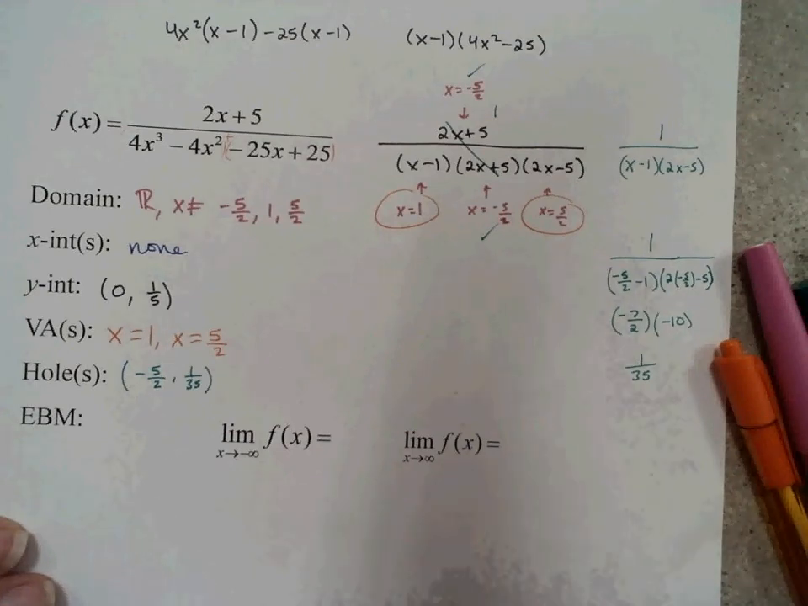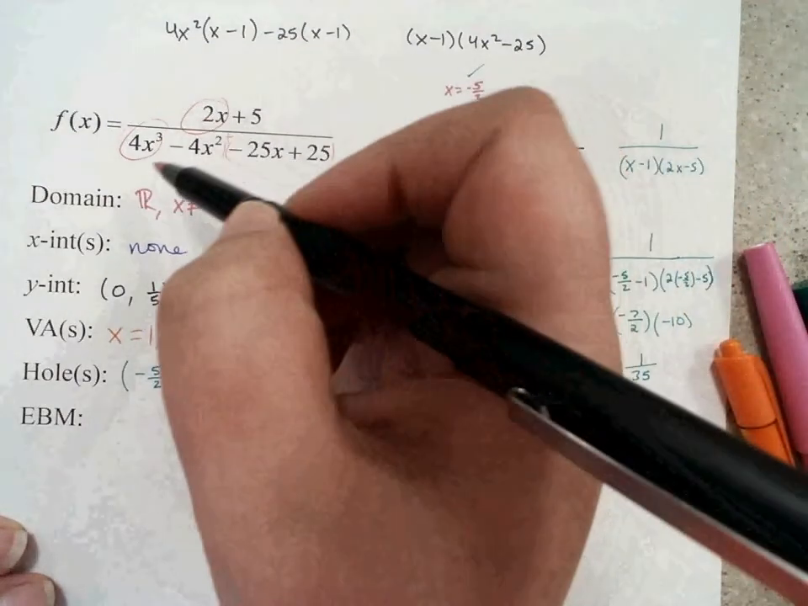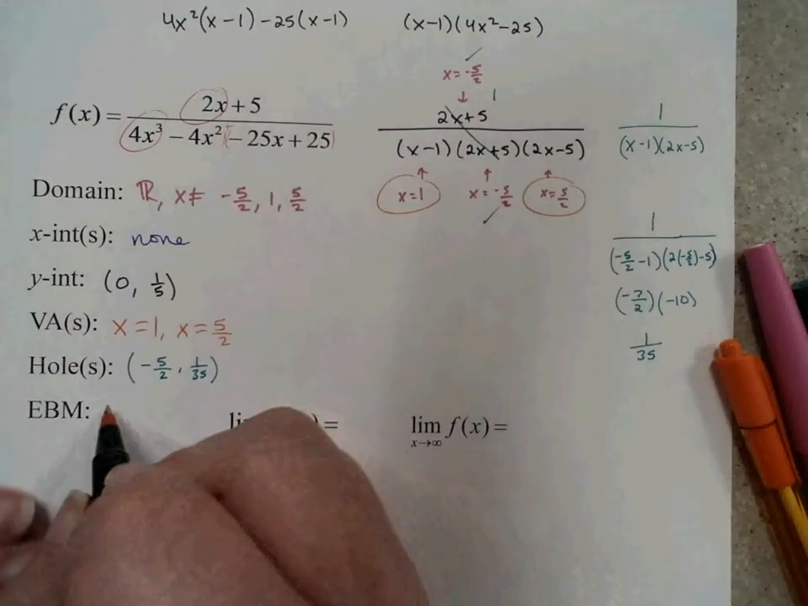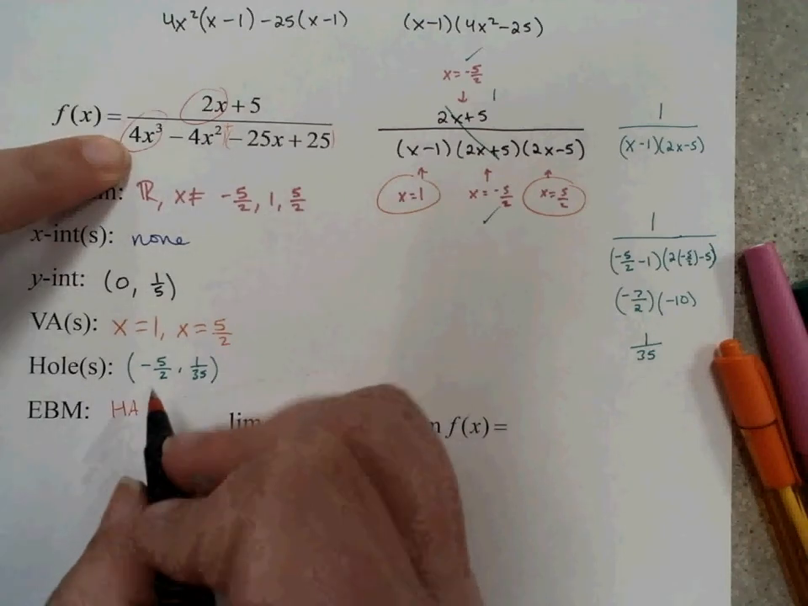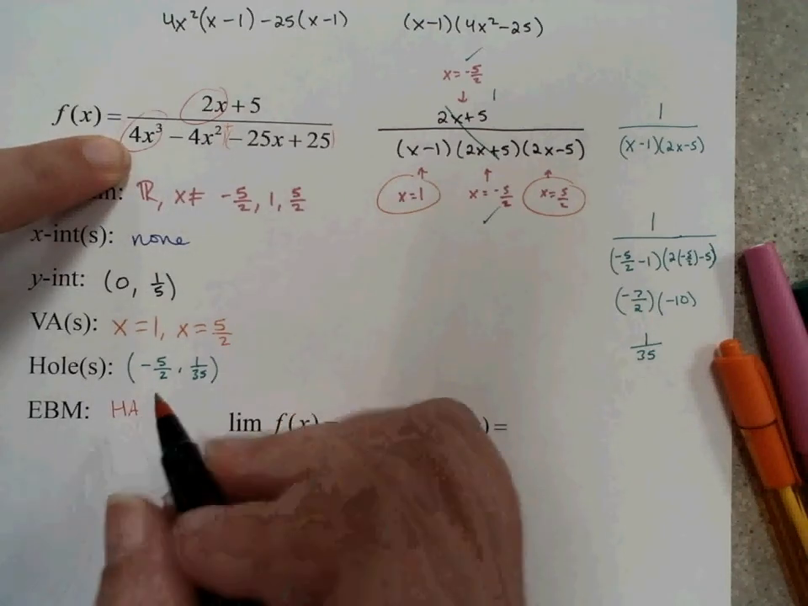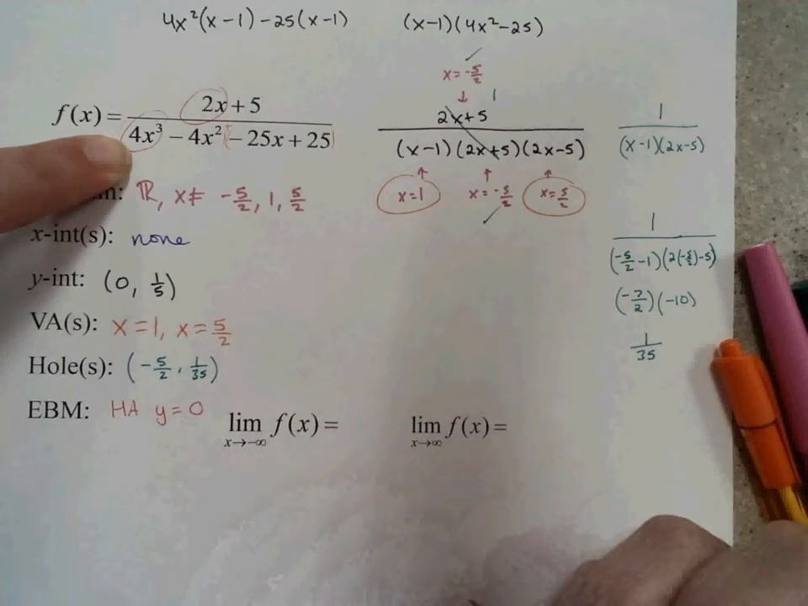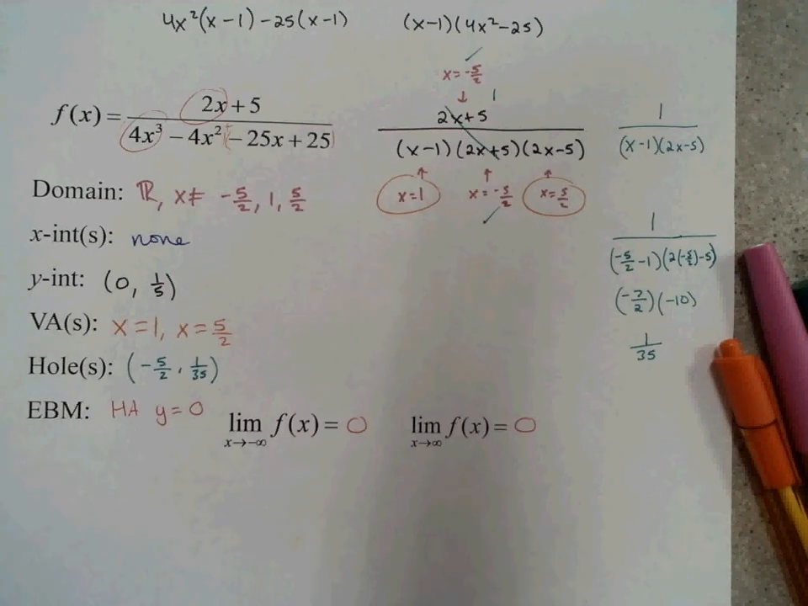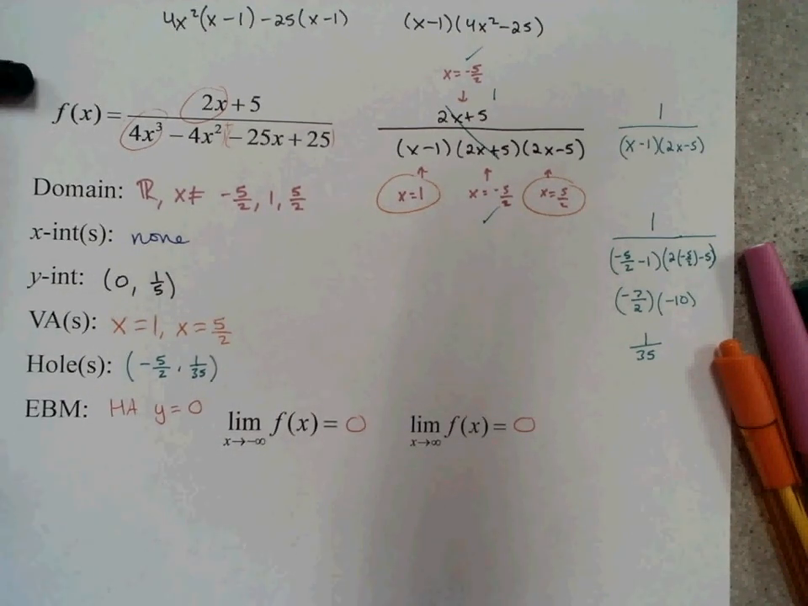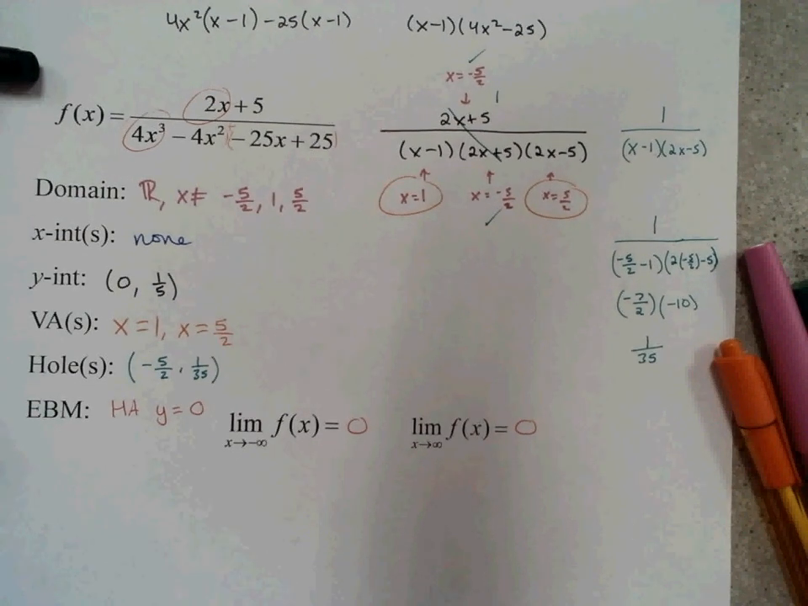Okay, end behavior model, the most powerful term is in the denominator. So if I think about this, we're talking about 2x over 4x cubed, which means we have a horizontal asymptote. If the higher power is in the denominator, then the denominator is growing faster or larger, which means the number is getting smaller and smaller, and so small it gets close to 0, which means these two limits are 0. And that hopefully is enough to get you through the second part of this lesson. Okay.